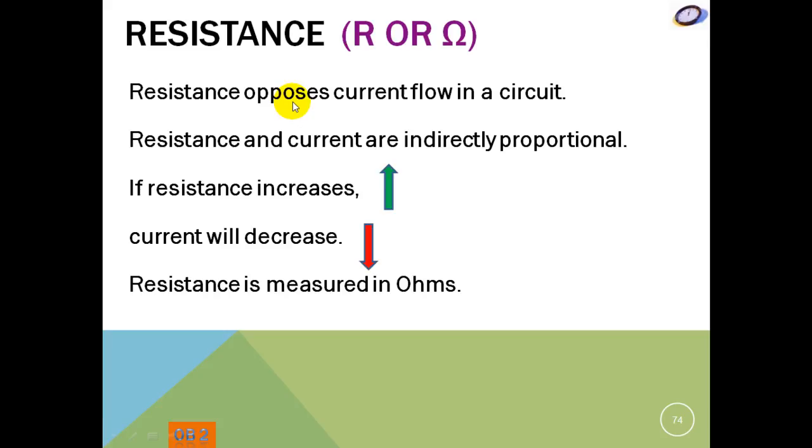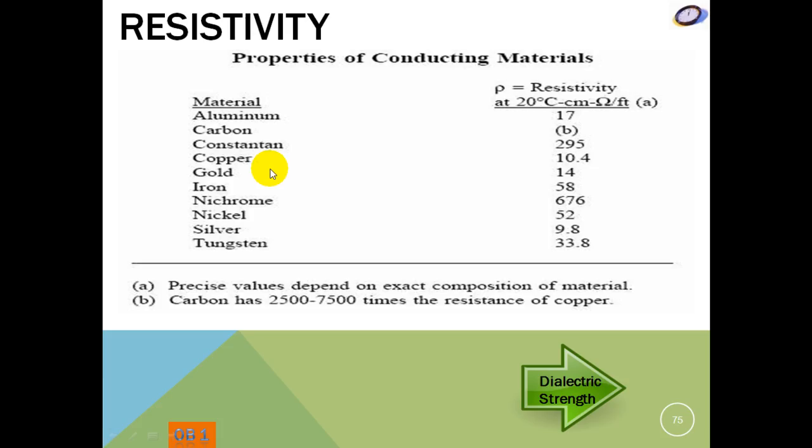Resistance, basic definition, opposes current flow. And here you see resistance and current are inversely proportional. So if resistance goes up, current will go down. If current went up, then resistance went down. Resistance is measured in ohms.